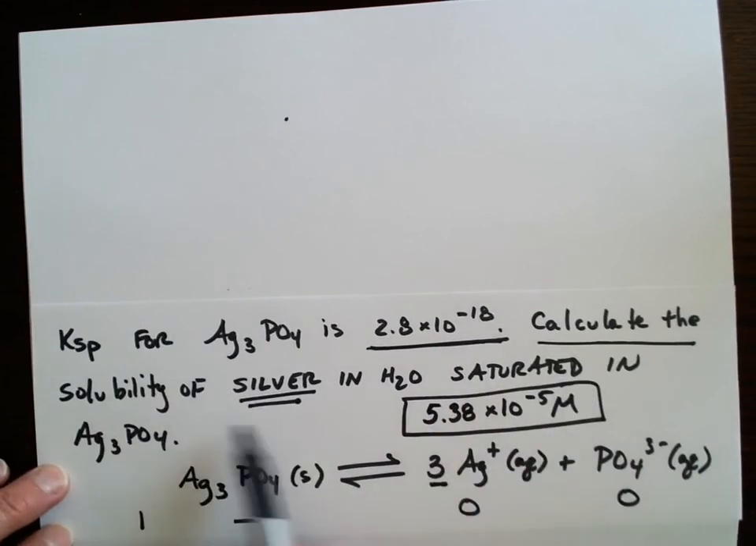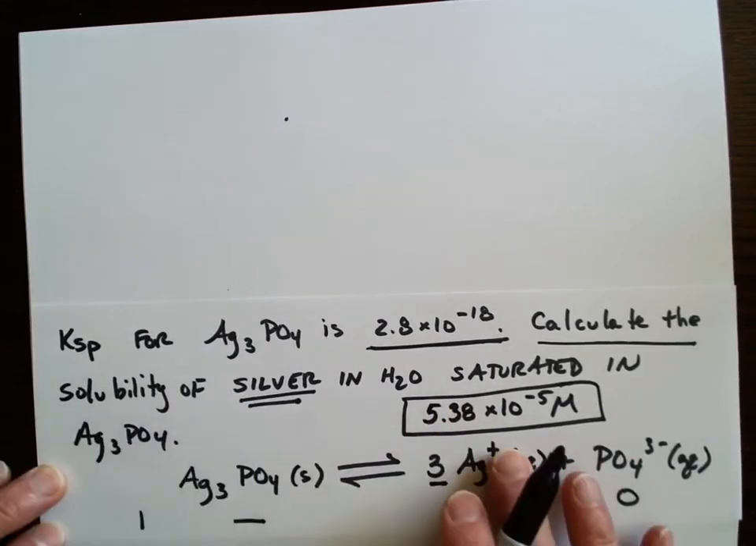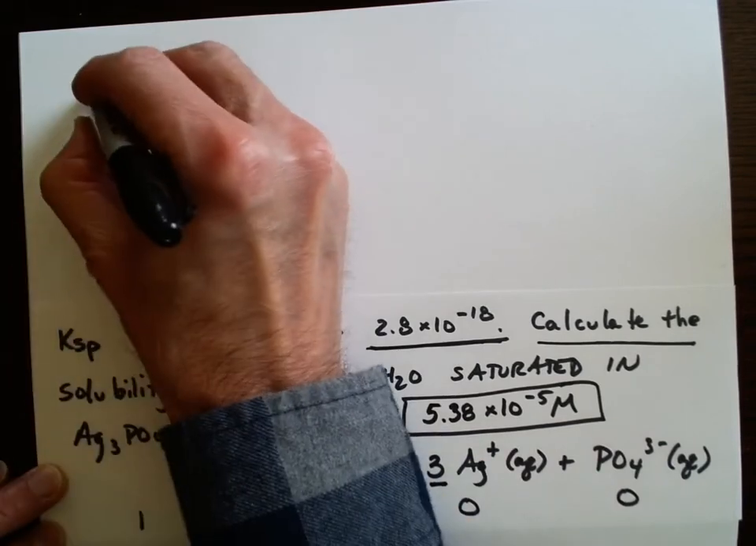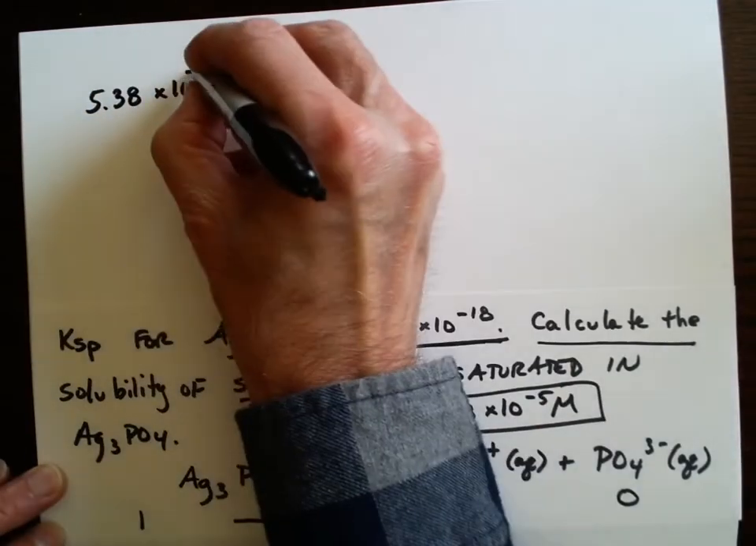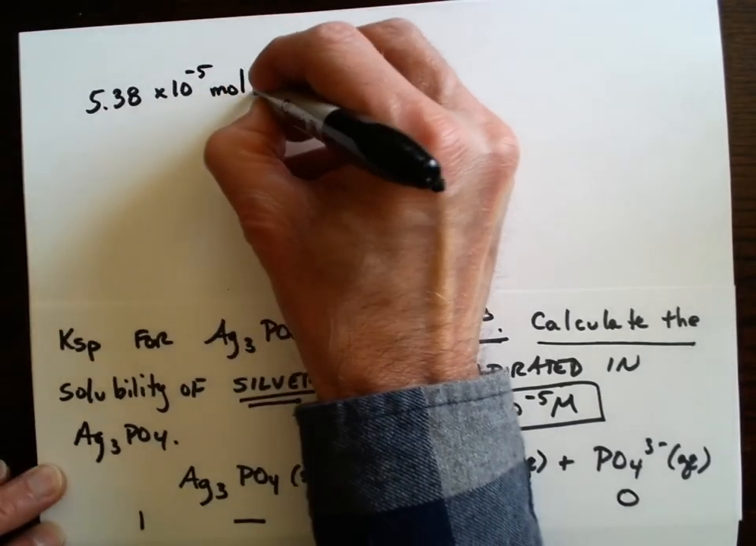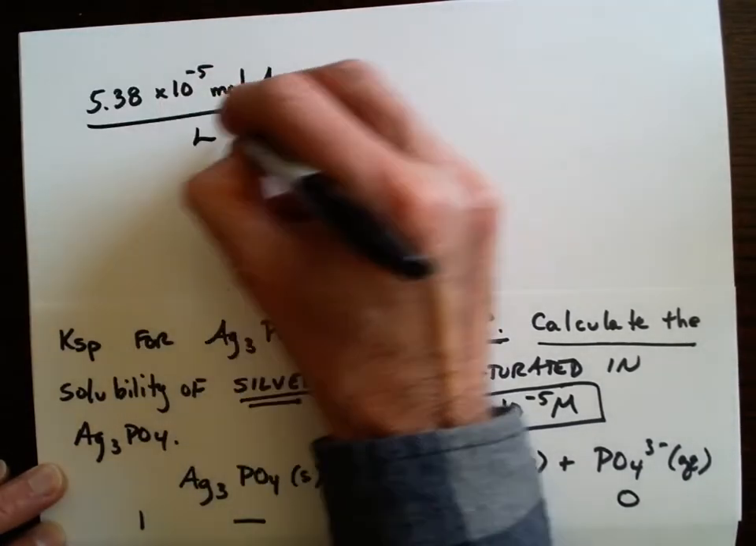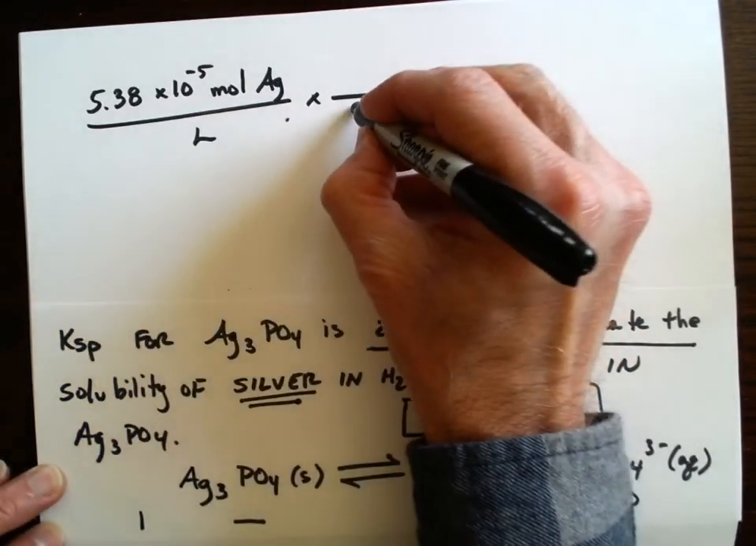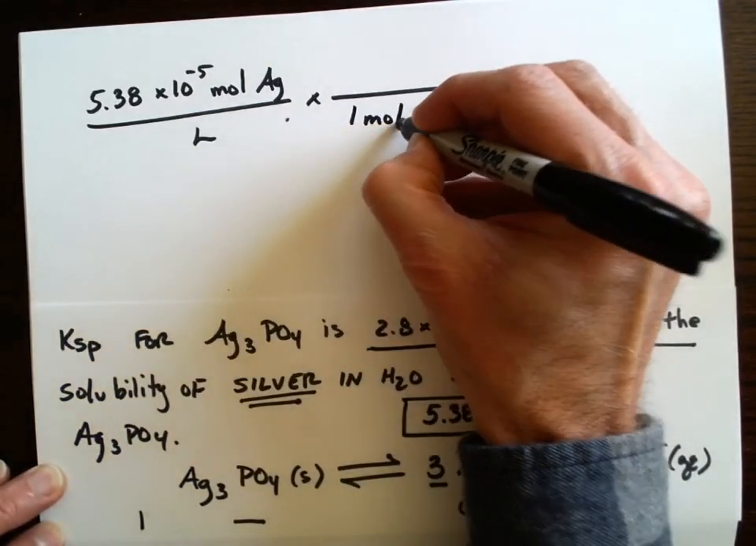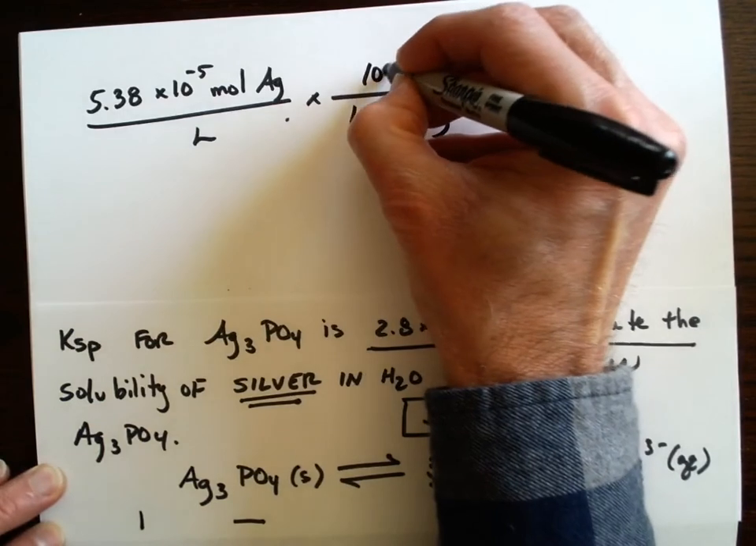I mean, we're done with this problem as I've written it here, but not as it's written on the PowerPoint. So let me just take this another step. I have 5.38 times 10 to the negative 5th moles of silver for every liter, and I need to change this from moles to grams. So we just showed a little while ago that 1 mole of silver is about 108 grams of silver.